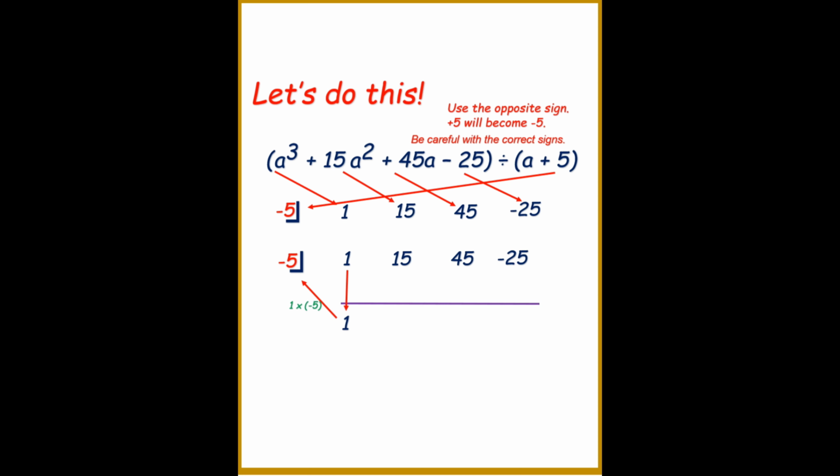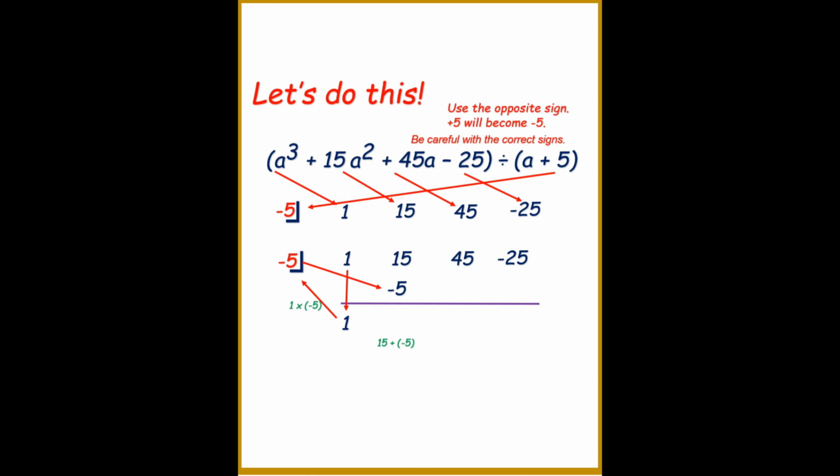So where are we going to put that? We're going to put that under the second number, which is 15. So we're going to write negative 5, just like that. And what's the next step? We're going to add 15 plus negative 5.